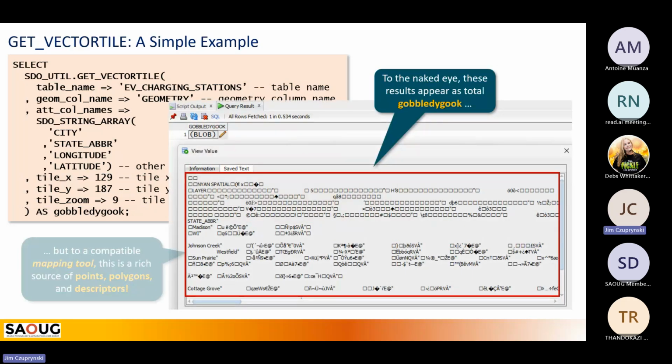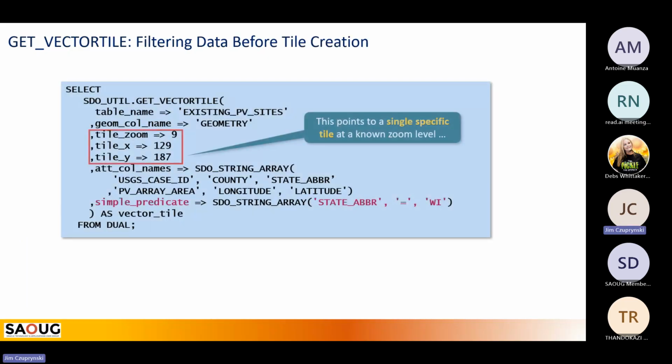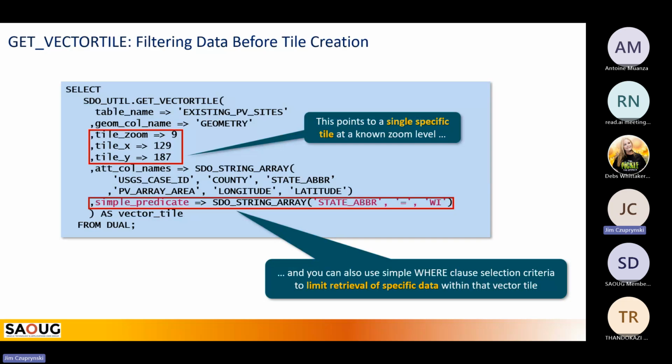Well, that's useful. If you notice, it's almost all gobbledygook. There are some things in here you can see. There's something like state abbreviation and Johnson Creek, and yeah, there's some text in here, but most of this is simply a source of points and polygons and related descriptors. To the human eye, this is useless. But to a mapping application, as I'm going to show you in just a minute, this makes perfect sense.